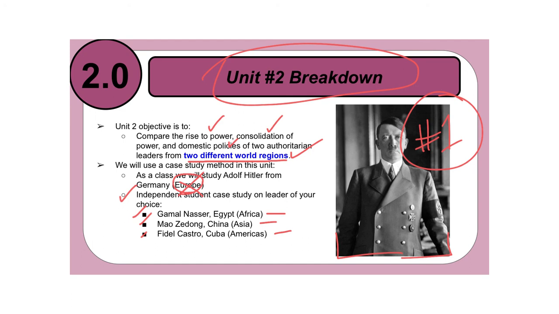After you have chosen the particular person you're going to research, you're going to do the exact same thing for Nasser, Mao, or Castro. You're going to research their rise to power, their consolidation of power, and the methods they used, and then you're going to research their domestic policies and compare that with Adolf Hitler. You will be given a template for that, and you'll be given all the information that you need to research your leader of choice, so don't worry about having to find your own research. We will actually give you most of that to prepare yourselves.